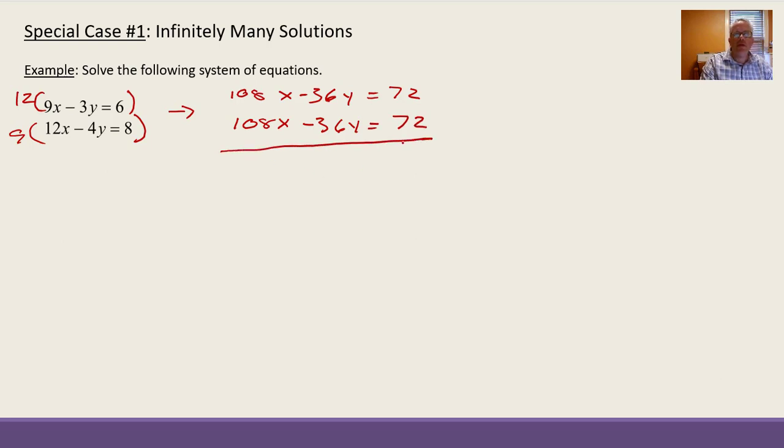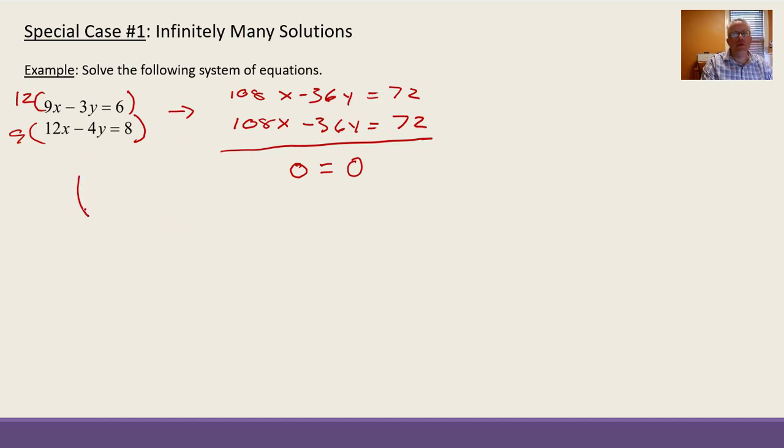Then when we subtract them, we see something happens. Everything cancels out. 108x minus 108x is 0. Negative 36y minus the negative 36y is 0. And on the right side, 72 minus 72 is 0. So if we're solving equations and we come to a statement where the variables are gone and it's a true statement, we actually know this is a case where there are an infinite number of solutions.